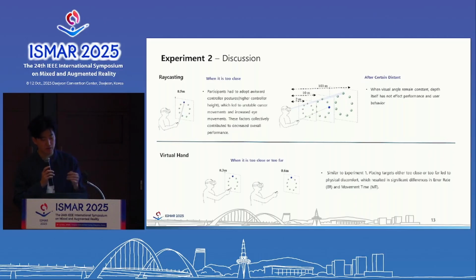But the virtual hand part is similar to experiment 1. Placing the target either too close or too far led to physical discomfort, which resulted in significant differences in error rate and movement time, but not in throughput.